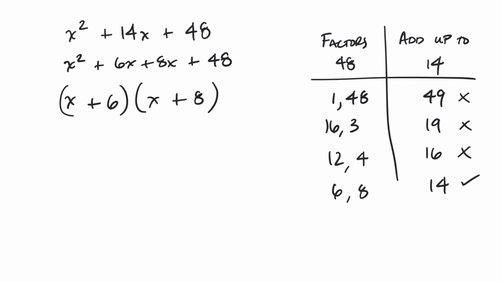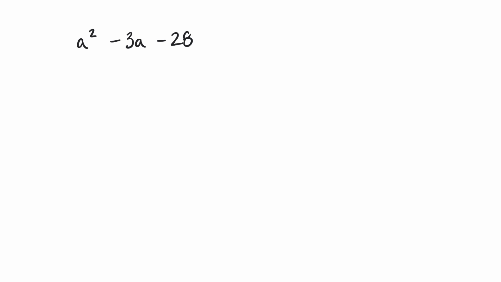Just like that. Okay, so far we've only been working with trinomials that have addition in both this location and this location. So we'll look at one now where we've got some subtraction. We have subtraction here and here. The process is exactly the same, except that when you're looking for factors of negative 28 that add up to negative 3. Okay, and you can see that better if you write this as an addition statement. This is plus negative 3a plus negative 28.